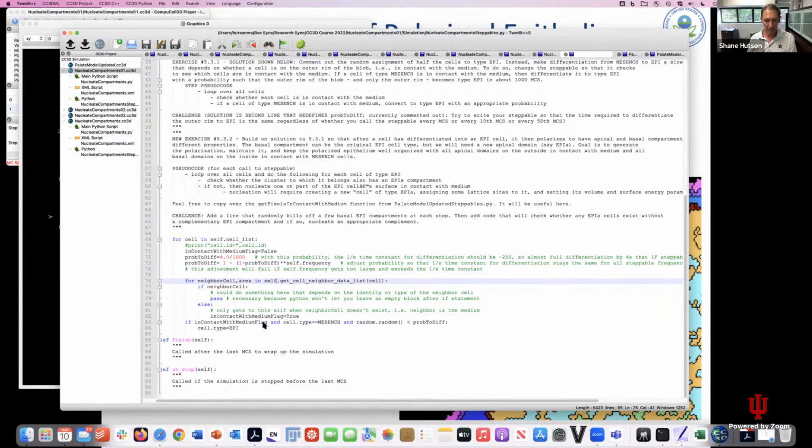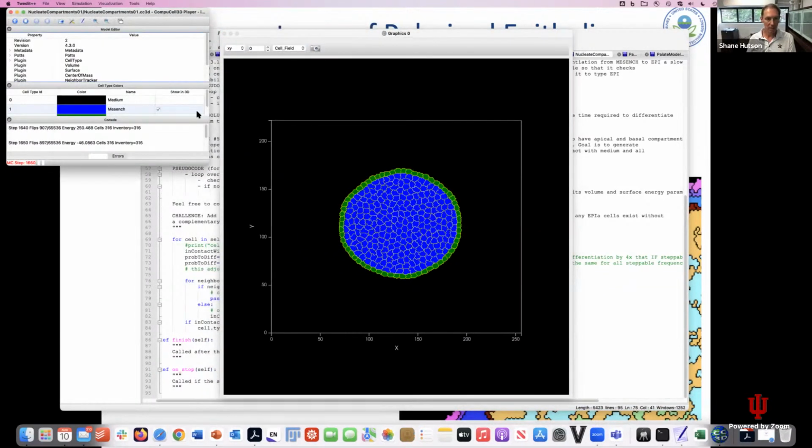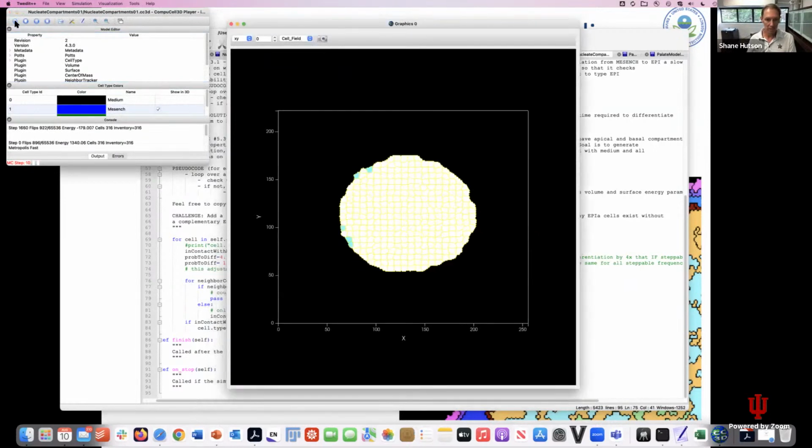And then if that flag is true and the cell's current type is mesenchymal, then we're going to randomly differentiate it if some random number we pick is less than this probability to differentiate. And there we differentiate it by just changing the cell type to epi. Okay? And it'll just do that each time as it goes around. And what you notice as it does this, I'll play it from the start again. Colors changed, interestingly. So this time the white cells were the mesenchyme, and it's changing into these cyan cells on the boundary.